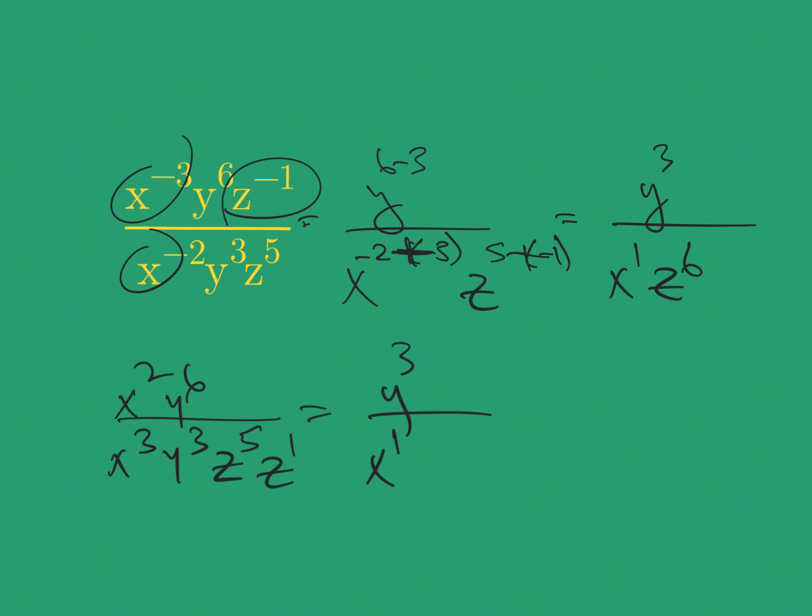And now for your z's, both z's are on the bottom, so you're multiplying them. Z to the fifth times z to the first. We keep the base, we add the exponents. 5 plus 1 is 6. Obviously, we're going to get the same answer. We just arrive at it a little bit differently.